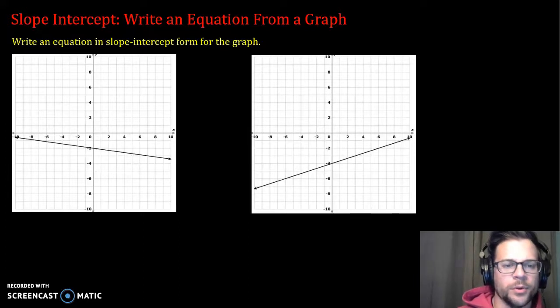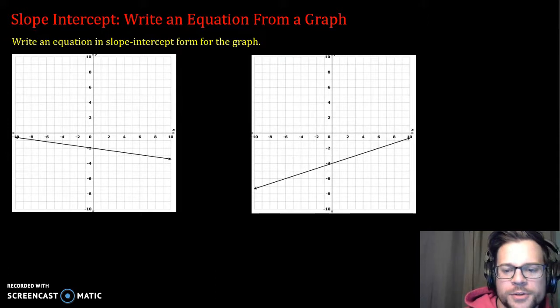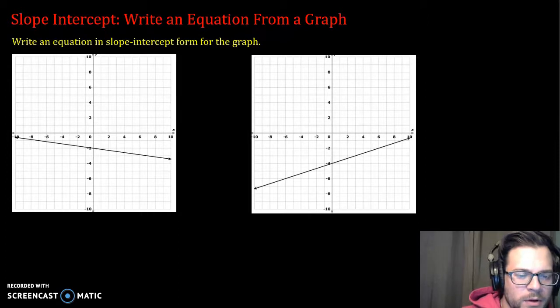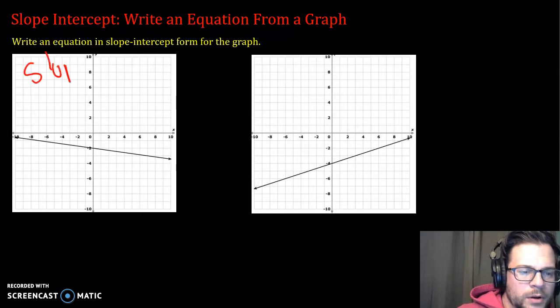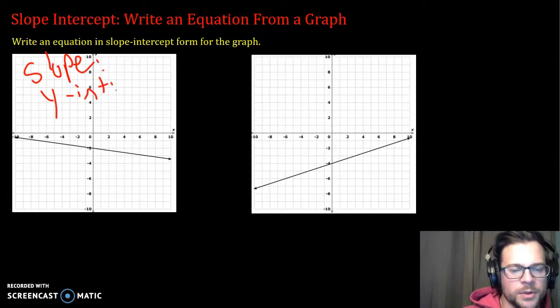Alright, in this tutorial we're going to go over how to write an equation of a linear function when given a graph that's completely plotted out. So, this first example right here is a linear equation, and the two things that you need to identify in order to graph a line are the slope and its y-intercept.